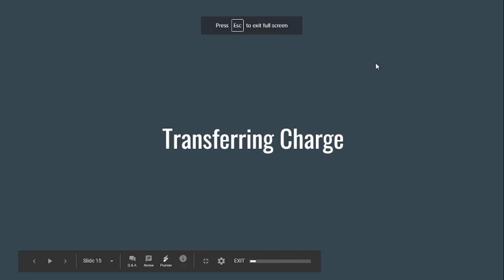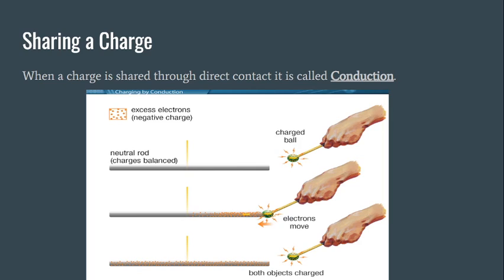Now, last time we talked about static electricity and charges and things like that. We didn't really get into how exactly we transfer that charge, and there are two main ways we can transfer charge, and there's a lot of different things you can do with them. We're going to talk about just some of them today. So first thing we have here is this idea of sharing a charge.